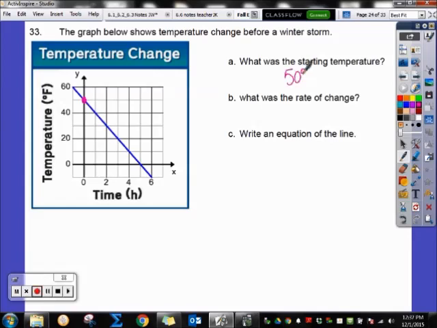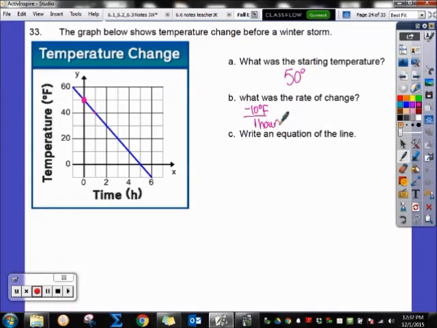What is the rate of change? So I need to calculate. If I'm here at 50, I go down 10 degrees, and then I go to the right 1. So you have to be careful. I went down 10 and then right 1. And if you want to put units with this, I went down 10 degrees Fahrenheit every 1 hour.